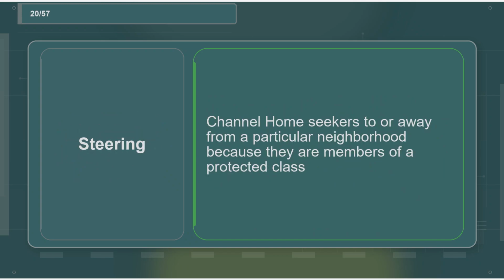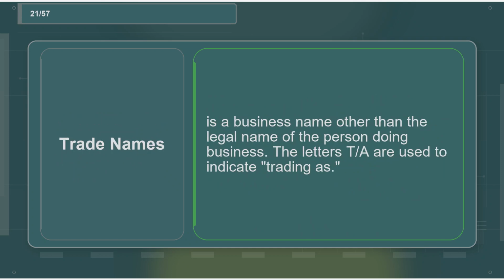Flashcard 20. Term: Steering. Definition: channel home seekers to or away from a particular neighborhood because they are members of a protected class. Flashcard 21. Term: Trade Names. Definition: a business name other than the legal name of the person doing business. The letters T/A are used to indicate trading as.